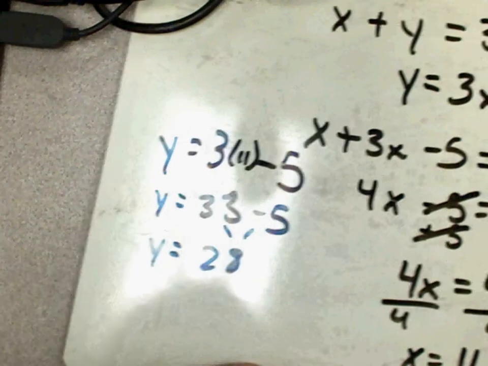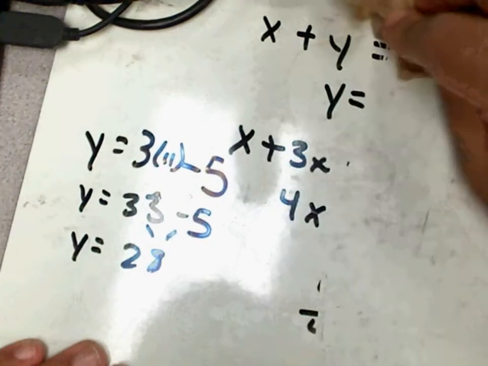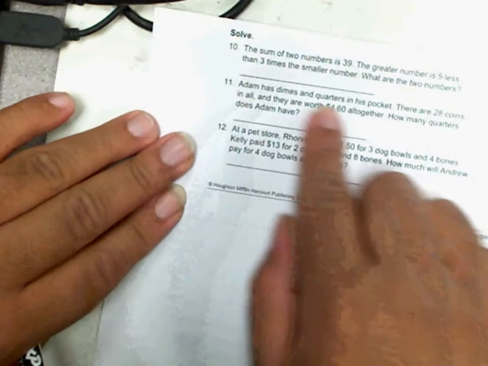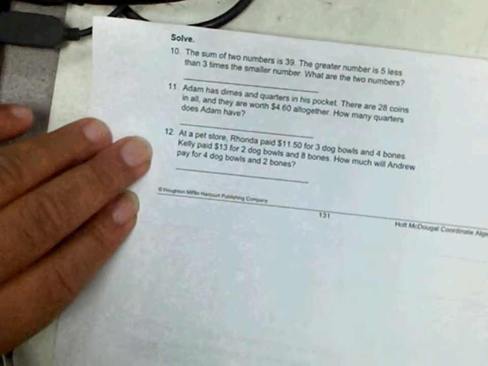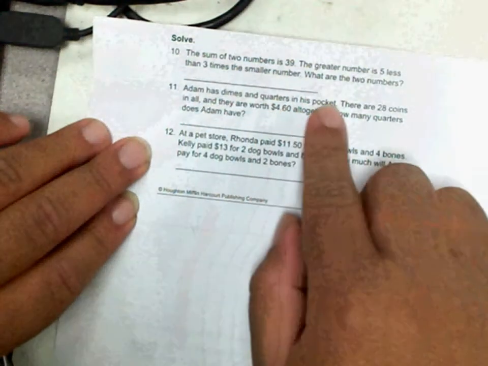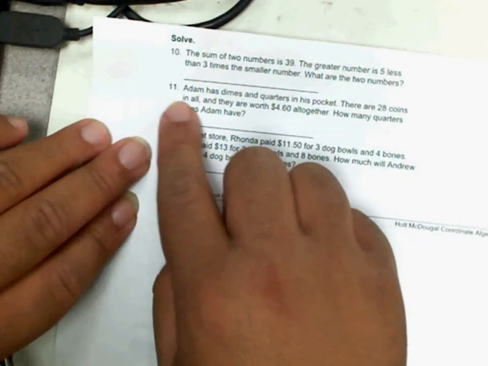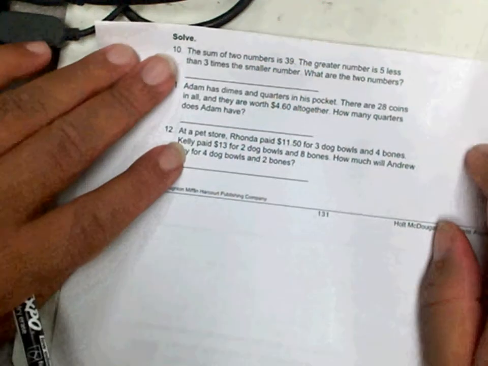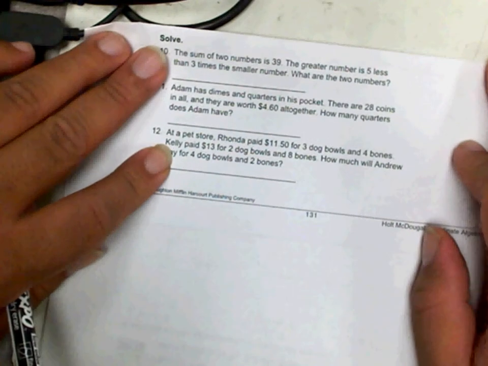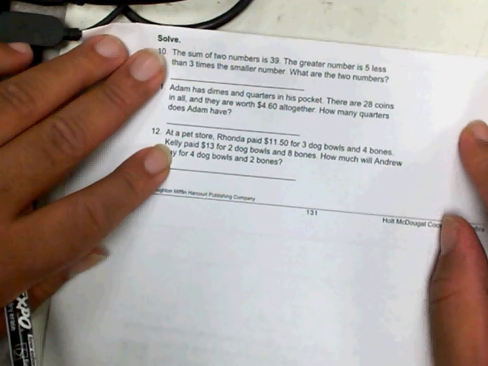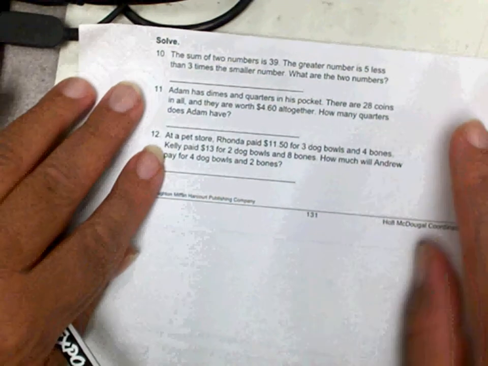So let's look at another problem. It says Adam has dimes and quarters in his pockets. Alright, there are 28 coins in all, and they are worth $4.60 altogether. How many quarters does Adam have? So we're looking for quarters.